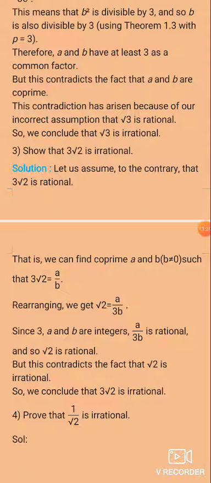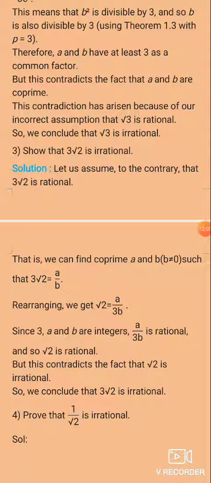Listen, the right side is what? Rational. So the left side is also rational. But this contradicts the fact that root 2 is irrational. So a by 3b is rational, so root 2 is also rational. This contradicts the fact that root 2 is irrational. So we conclude 3 root 2 is irrational.